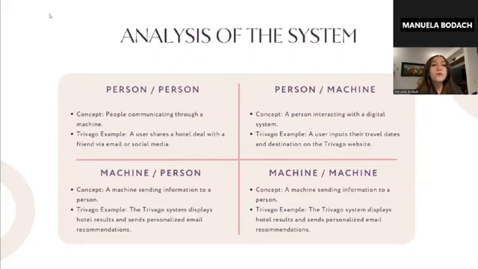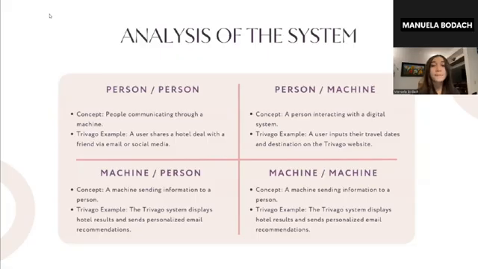So, moving forward with our presentation, Trivago's digital communication is a brilliant blend of four distinct systems. First, we can see that they have person-to-person communication. This happens when you use a platform as a tool to connect with someone else, for example, sharing a hotel deal you found with a friend via social media or email.